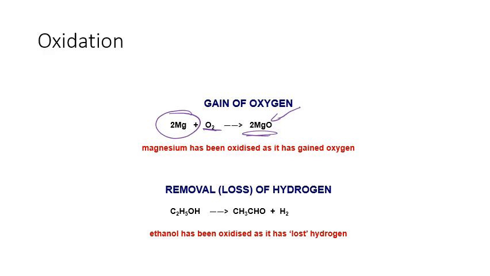So for example, here we have ethanol being oxidized into acetone, and you've lost hydrogen. So the ethanol has been oxidized and it has lost hydrogen, which we looked at in the organic component of the IGCSE course last year, or 2 years ago now.